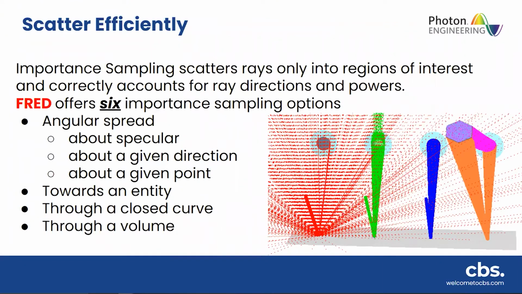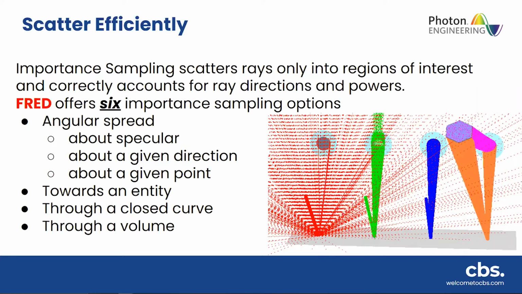In addition to being able to model different types of scatter, Fred is also exceptionally good at efficiently modeling scatter. So importance sampling is something that's used in Fred to make sure that the rays that are scattered go towards regions of interest. And Fred offers 6 different ways of doing this. In other software, you might only see one, but Fred has 6 different ways of doing this. So there's a number of different options to spread light in an angle around some definition. So around the specular ray, around some given point in space, or around a given direction in space. And then there's some other options as well.